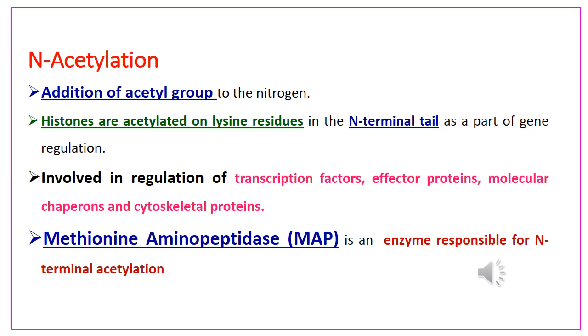The next one, N-acetylation. N-acetylation means the addition of an acetyl group to the nitrogen. Histones are acetylated on lysine residues in the N-terminal tail as a part of gene regulation. It is involved in the regulation of transcription factors, effector proteins, molecular chaperones and cytoskeletal proteins. The major enzyme, methionine aminopeptidase, is responsible for N-terminal processing.